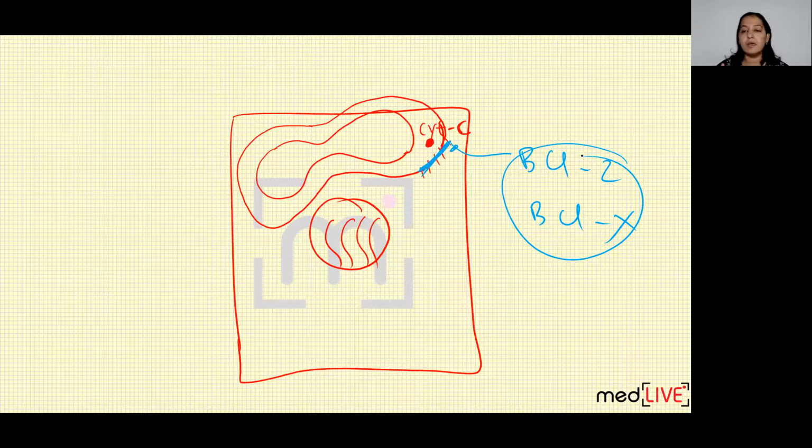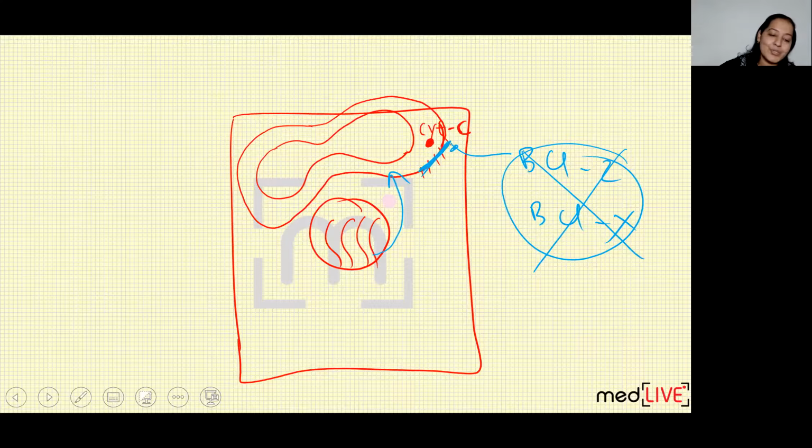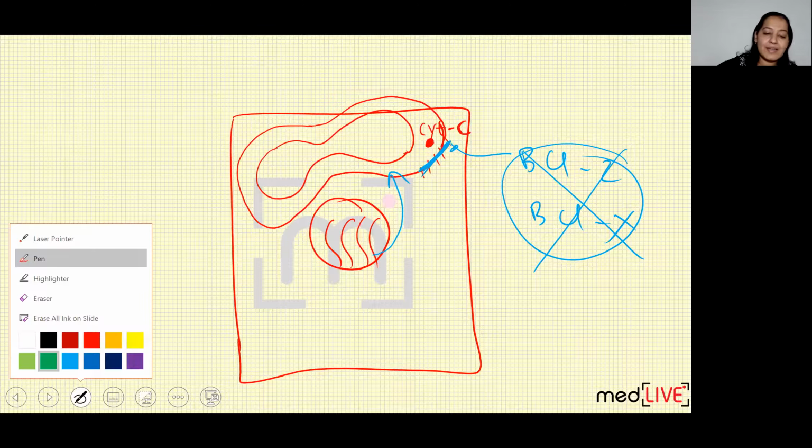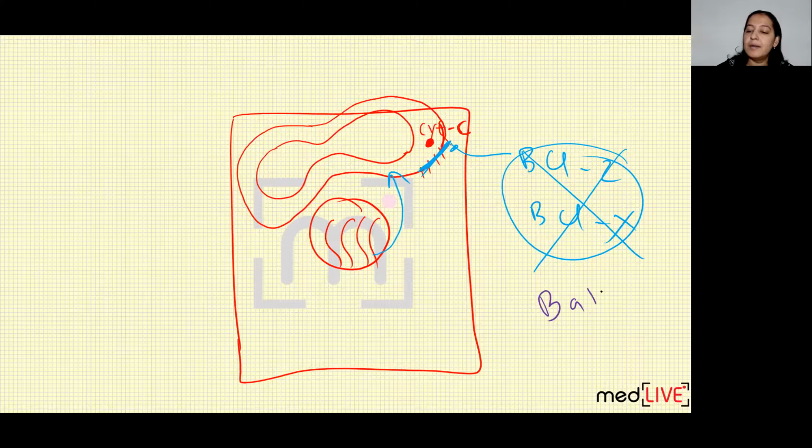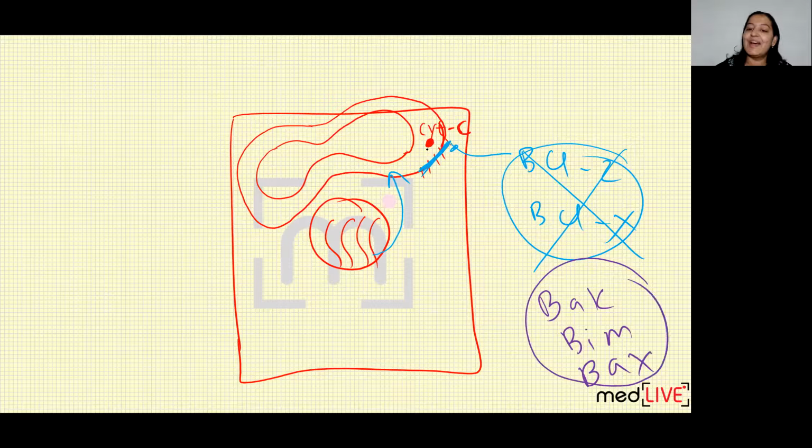But this is a normal situation, in which there is no DNA damage. Just suppose DNA damage has occurred. So the nucleus will send a signal to the mitochondria that DNA is already damaged, and now the cell should commit suicide. So what does the mitochondria do? Mitochondria will open the gate. But how does it open? The guards won't allow it. So mitochondria will replace these two guards with another three guards. What is the name of those three guards? These three guards are BAD, BIM, and BAX.